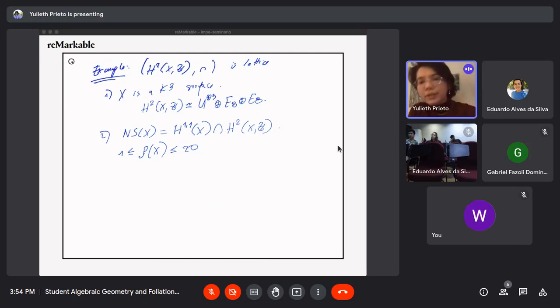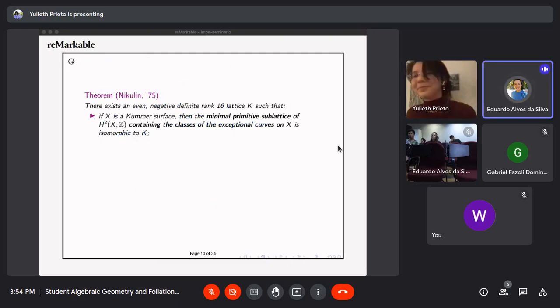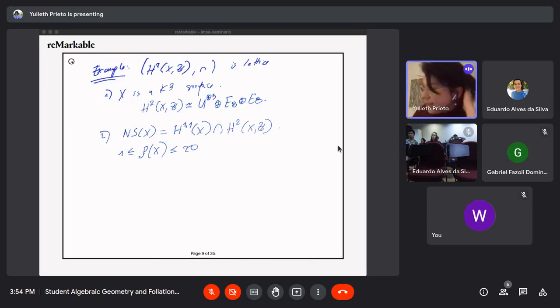Now if you want to distinguish between 2 K3 surfaces, the important part here is the Néron-Severi group. And we will see that the Néron-Severi group contains the information of these curves introduced many times to resolve these quotients. So are there any questions at the moment? I think no. Yulieth, you can go on. Okay, so this is the Néron-Severi lattice that I'm very interested in.